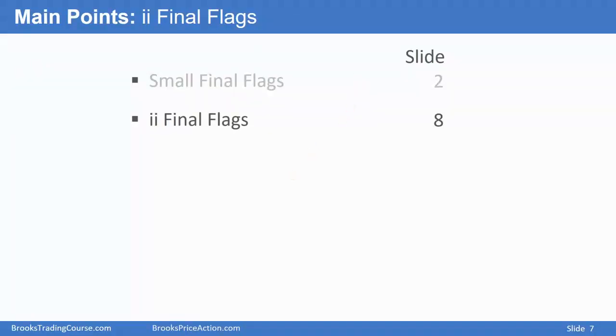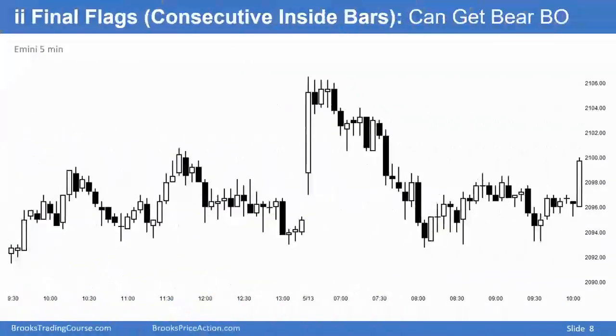An inside bar that is inside another bar late in a trend often becomes the final flag. We have a bull breakout here, and it's in a bull trend, and this bar is inside of that bar. Inside bar means the high is at or below the high of the prior bar, and the low is at or above the low of the prior bar. So this bar is inside that, this bar is inside that. This is an II pattern, inside, inside, II, consecutive inside bars.